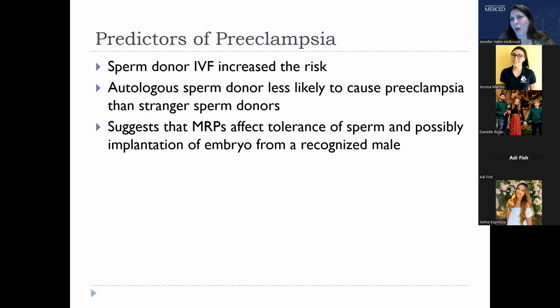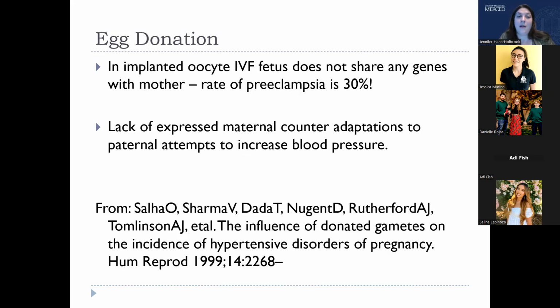So yeah, it's crazy. It's not something you'd predict, but if you implant an oocyte via IVF that doesn't share any genes with the mom, the rate of preeclampsia is 30%. If you're getting an egg and a sperm that have no genetic material in common with the mom, the mom's going to try to decrease, not consciously, the amount of resources she's giving to that infant. Because of that, you get really high rates of preterm birth, intrauterine growth restriction, and preeclampsia. And lack of expressed maternal counteradaptations due to paternal attempts to increase blood pressure is also a risk factor.